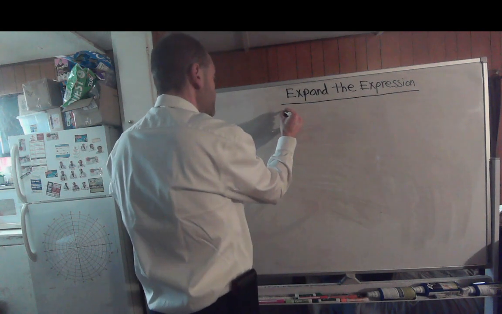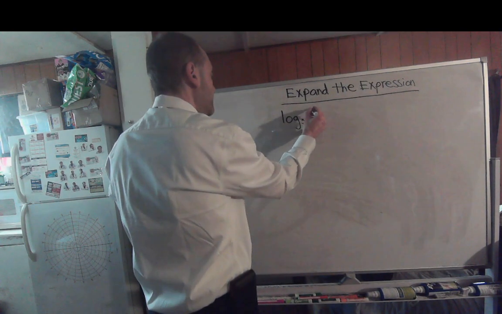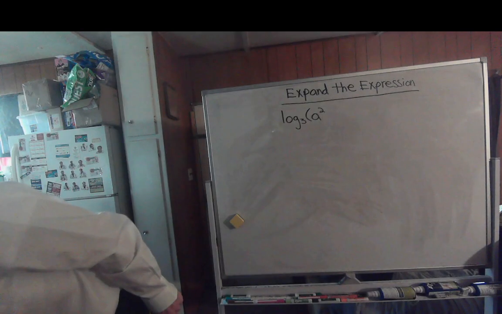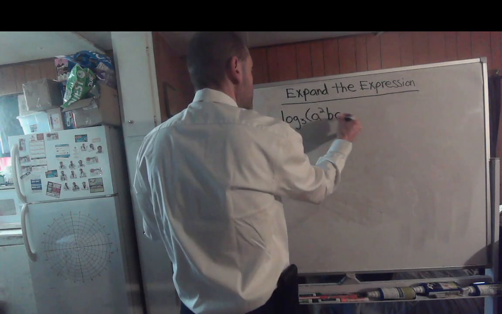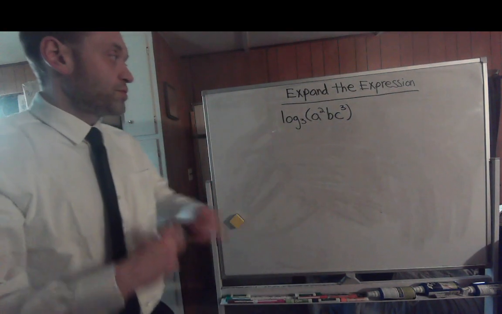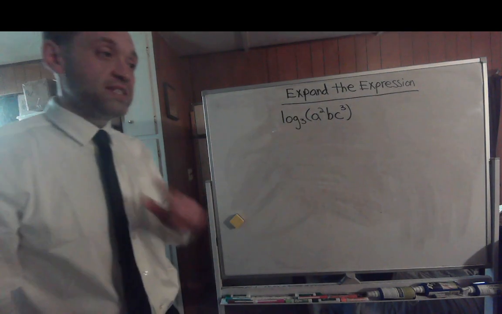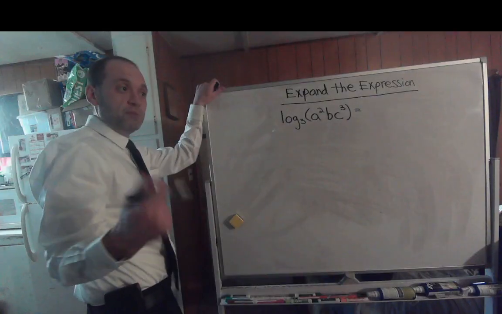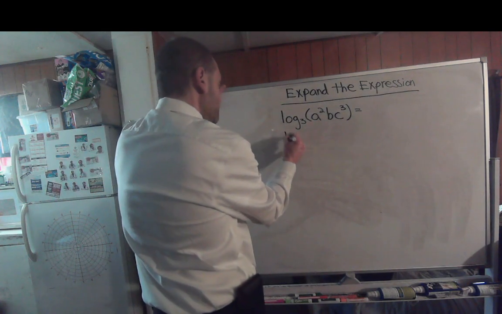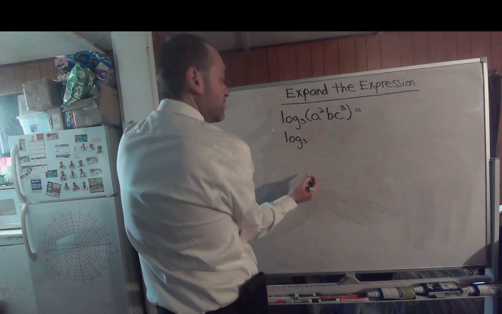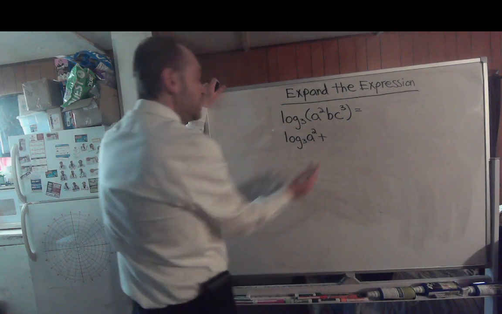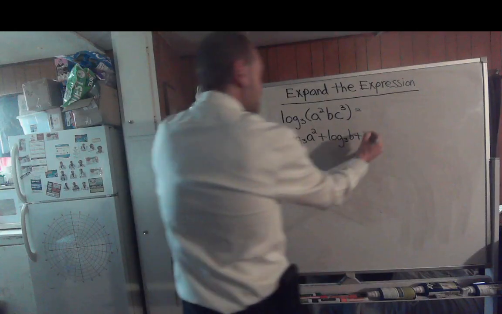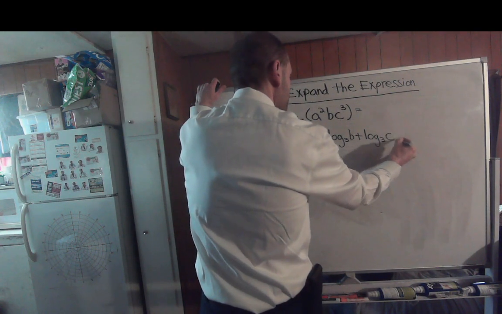And spice it up a bit. We have log base 3 of a squared b c to the third. So we have three products inside the parentheses. Let's treat this as the product rule first, which means the sum of three separate logs, right? So this would start out as log base 3 of a to the second plus log base 3 of b plus log base 3 of c to the third.